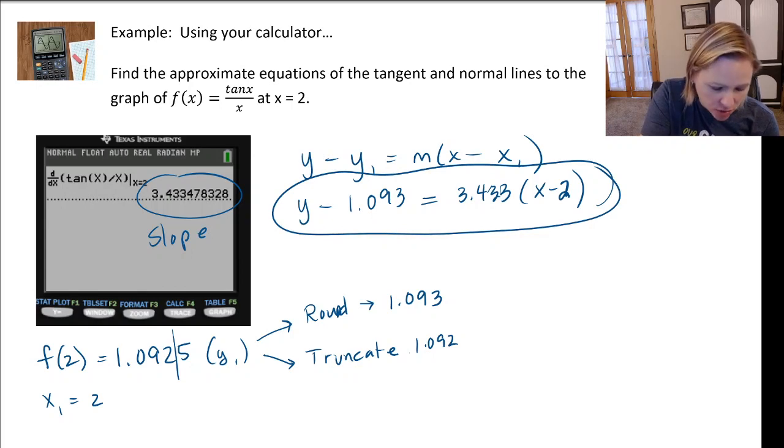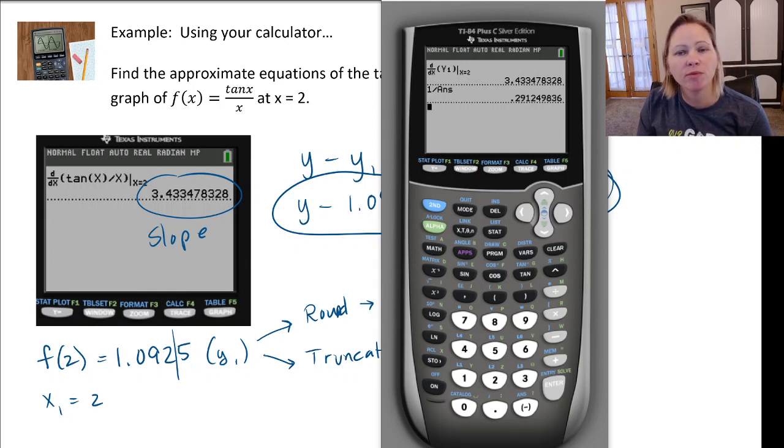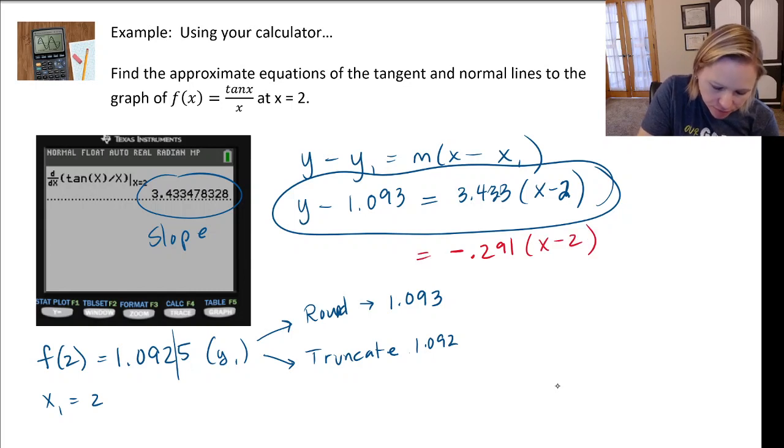Now I also wanted the normal line. So in my calculator, I'm going to say 1 divided by second answer. That's going to be my new slope. Remember, it's the reciprocal. So you just do 1 divided by that number and then make it negative. So you have to use the opposite. So negative 0.291 is your new slope. Your point stays the same. Ta-da! This is the normal line.